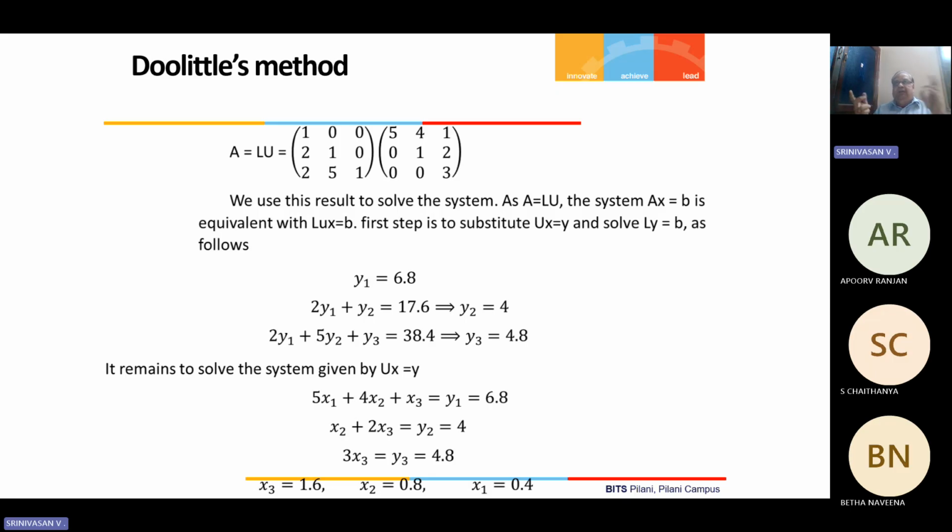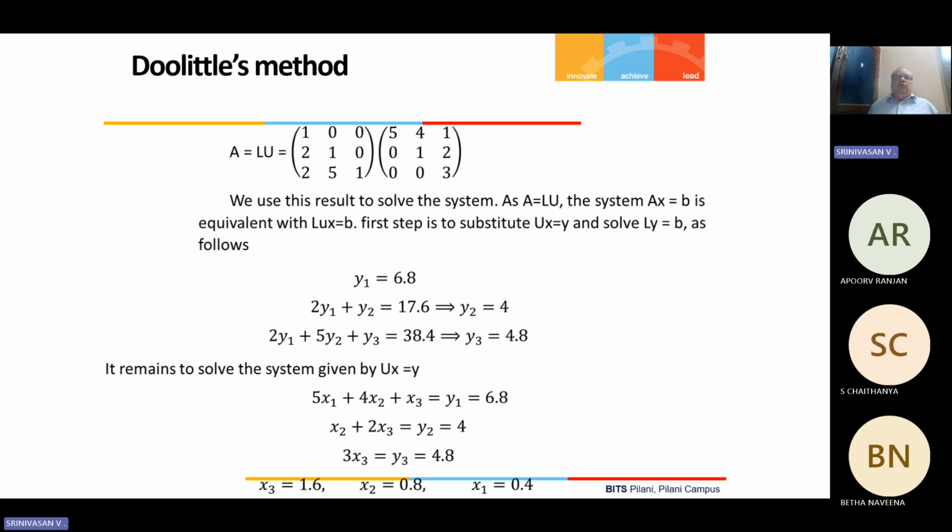U is available, L is available. X is to be found. So if suppose you take UX equal to Y, what will happen? U is available, X should be found. Where is Y? It's not there. So you go to LY equal to B. B is available, L is available, therefore you can find Y. So you have to take LY equal to B first.